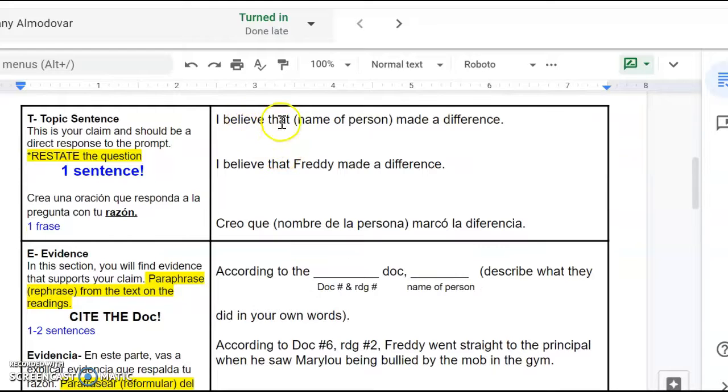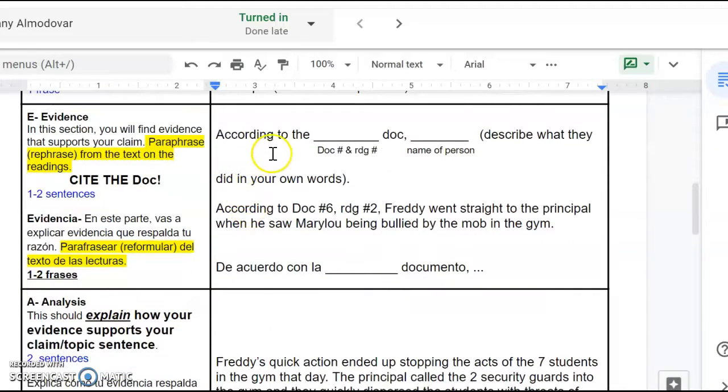You're going to say, I believe that name of person made a difference. I put an example in here. Just ignore that. In this case, you'd say Link made the difference. That's the only thing you need in the topic sentence. I believe that. Delete this and put Link in there. Scroll down to the evidence. What evidence do you have from document 4, reading number 3, that Link, and then describe what Link did in your own words. Don't just take quotes. Don't copy paste. Tell what Link did.